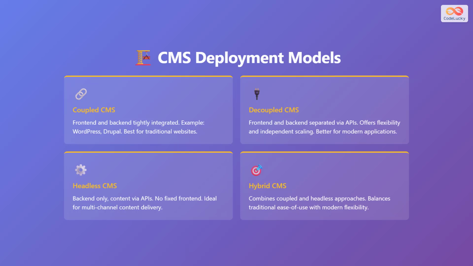There are 4 main ways to deploy a CMS. Coupled CMS tightly integrates the front-end and back-end together, like WordPress or Drupal, and works well for traditional websites. Decoupled CMS separates the front-end and back-end using APIs, offering more flexibility and allowing independent scaling.